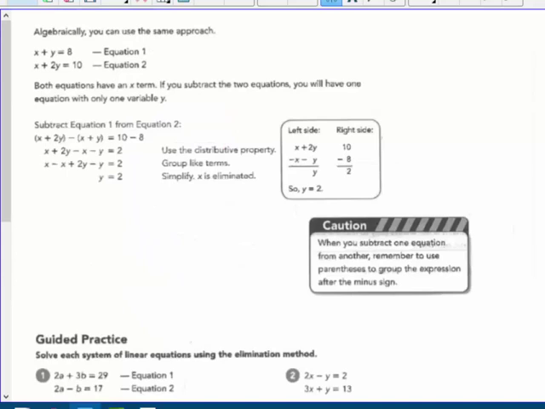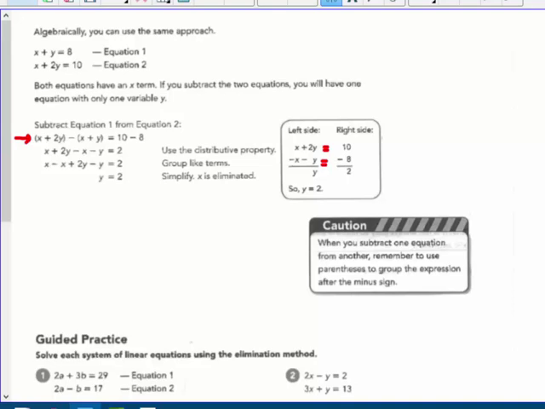Algebraically, you can use that same approach, not drawing the bar model. So x plus y equals 8, and x plus 2y equals 10. Both equations have an x term in them. If you subtract the two equations, you will have one equation only with the variable y. And we do it like this box over here, writing the equations vertically, not horizontally like this. So I'm going to subtract equation 2 minus equation 1.